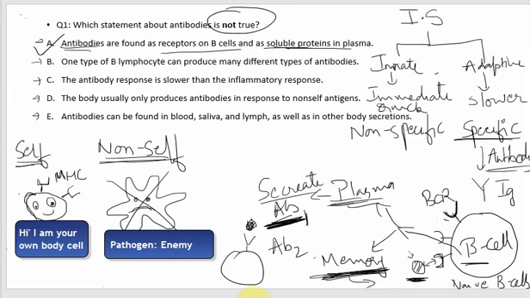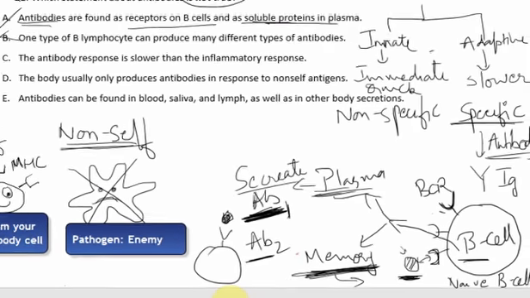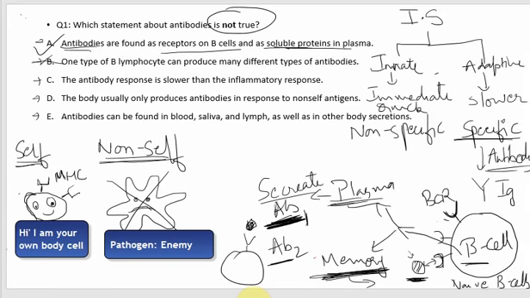Now, the second option is one type of B lymphocyte can produce many different types of antibodies. This is entirely wrong. As I've discussed, one type of B cell is going to produce one type of antibody only. They cannot produce many different types of antibodies. Now, option C is the antibody response is lower than the inflammatory response. Yes, this is correct. As we have mentioned here, the innate response is basically the inflammatory response, and the adaptive response is basically your antibody response. So we have seen that the adaptive response, that is the antibody response, is lower than the inflammatory response.